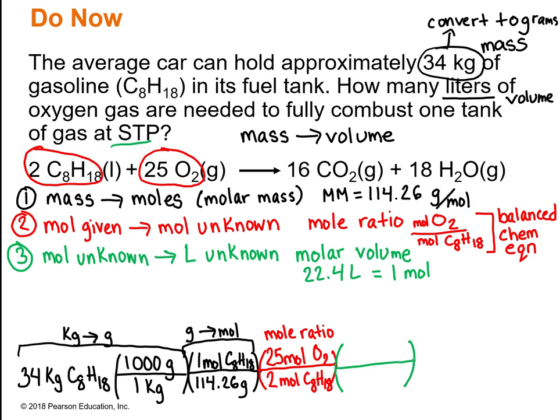So we need to convert to liters. Right now, we're in moles. If I want liters at the end, should I put liters in the top or the bottom for my unit factor? Where do the liters go? Yes, they go at the top. So there's 22.4 liters of gas for every 1 mole. That's a pretty long equation, right?